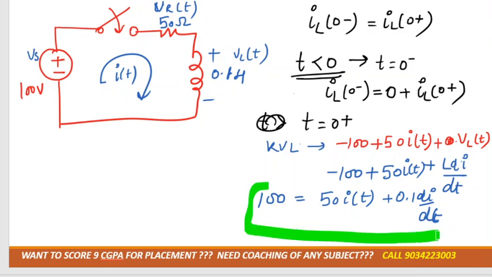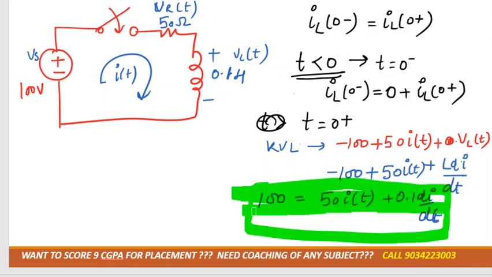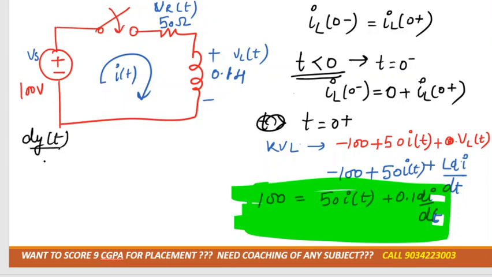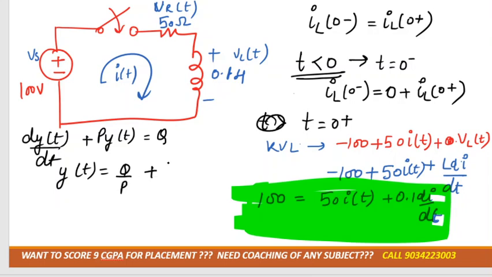Now tell me, is this equation homogeneous? It's non-homogeneous. The standard equation for that is dy by dt plus p y of t is equal to q, right? Y of t is equal to q by p plus k into e raised power minus pt. Now from here, comparing these, tell me what is y of t.